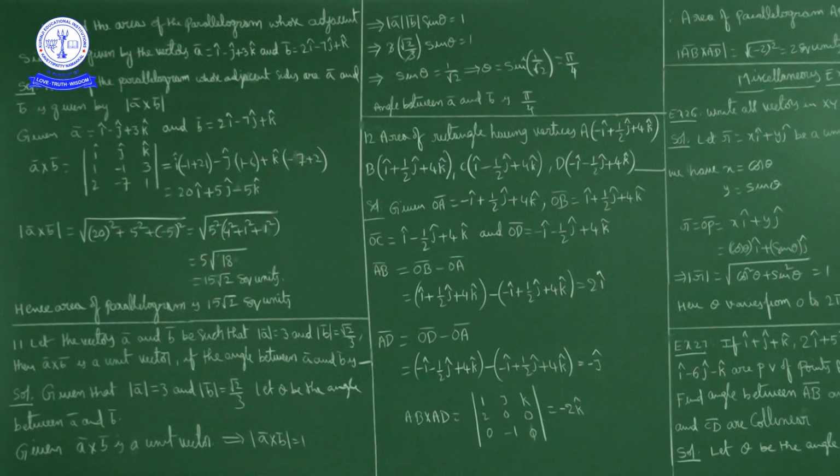Okay, now square root of 18 we can write as 9 into 2. Square root of 9 into 2, square root of 9 is 3. So 3 into 5, 15, root 2 square units. So the area of the parallelogram is 15 root 2 square units. Okay. Next.